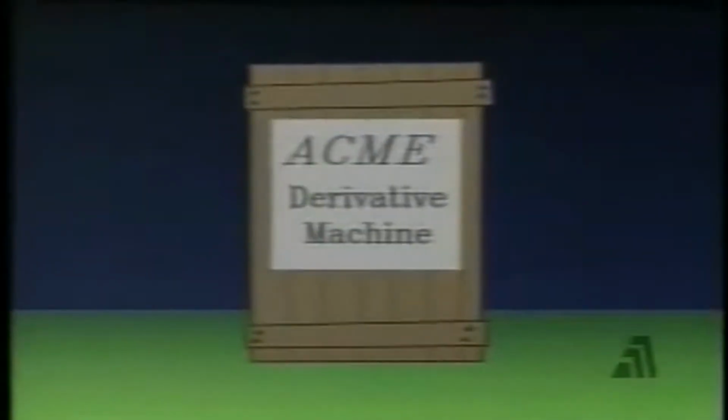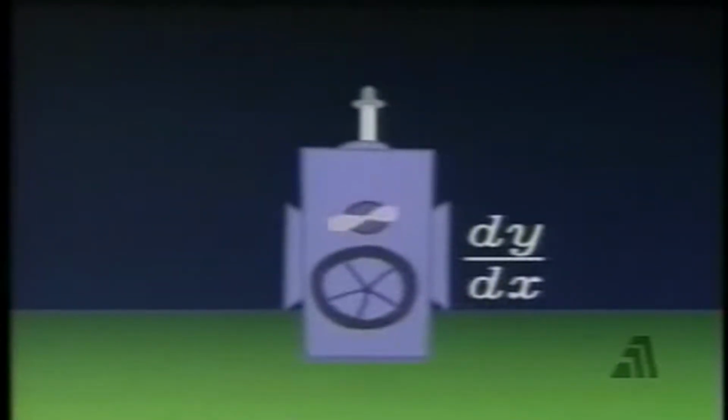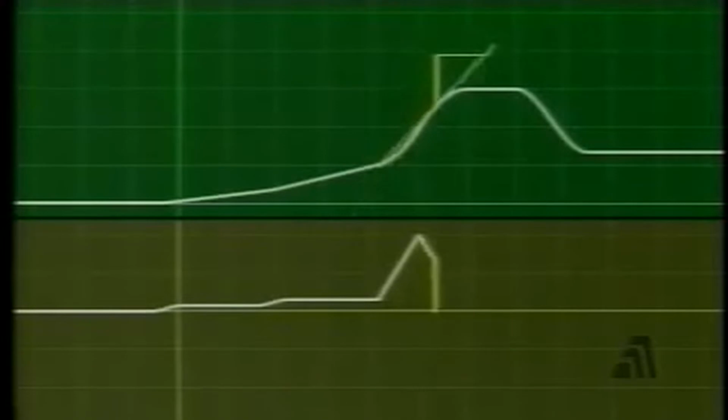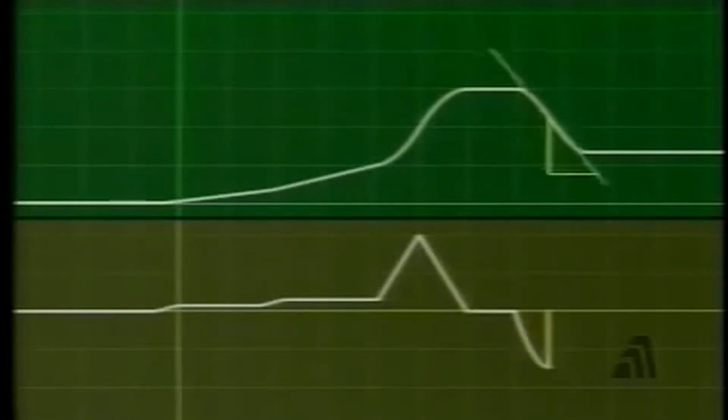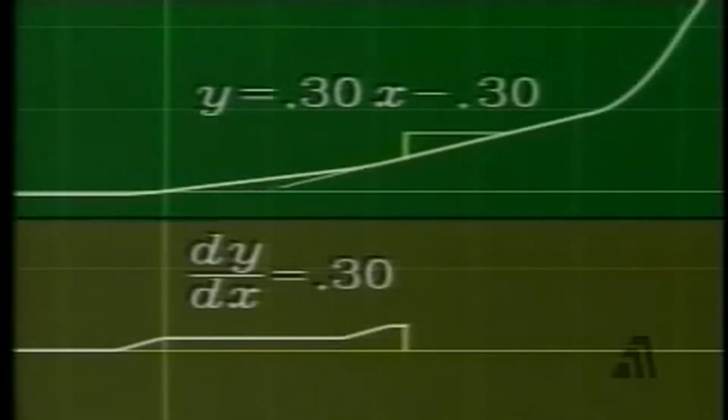Once the simple mechanics are mastered, finding the derivative for just about anything is no harder than flipping a switch. The derivative of a function is the slope of its tangent at each point. The derivative of a function is itself a function. If the function is linear, the slope is constant, and the derivative is just that constant.